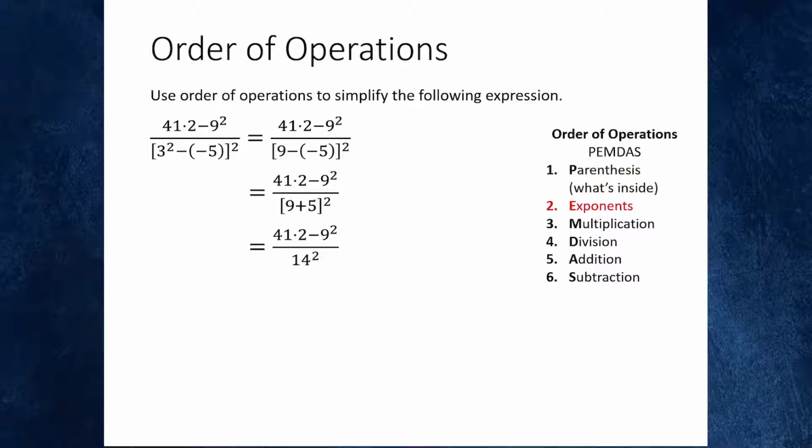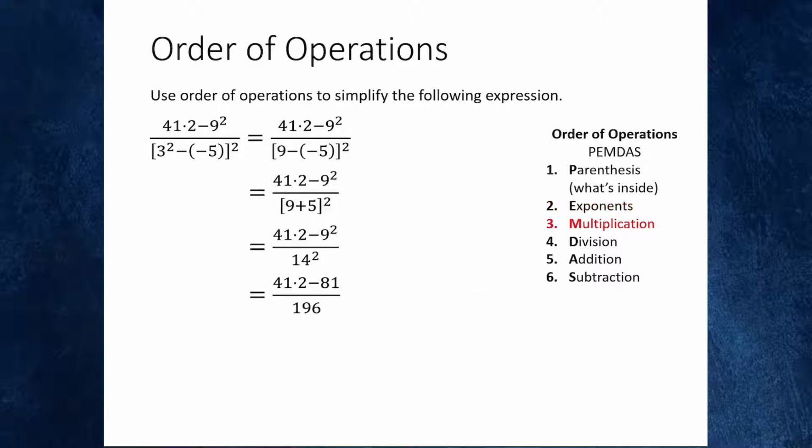Let's go to the next step, which is to take care of the exponents. So notice there are two things raised to powers here. We have 9 squared, which is 9 times 9, or 81, and 14 squared, which is 14 times 14, which is 196. So now what this is going to look like at this point is on top we have 4 times 2 minus 81, and then that's all divided by 196.